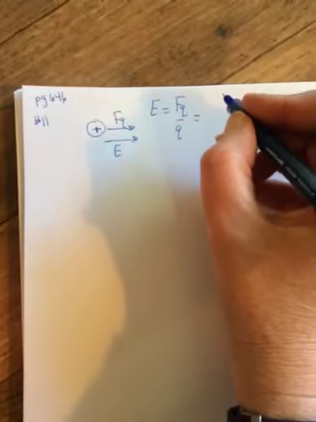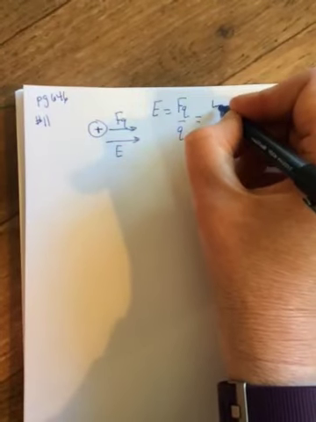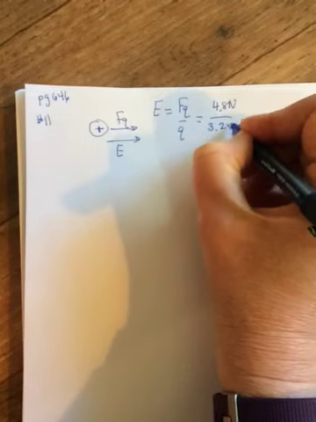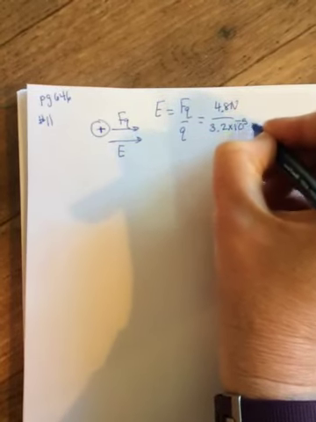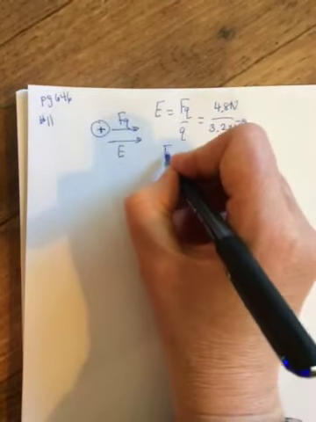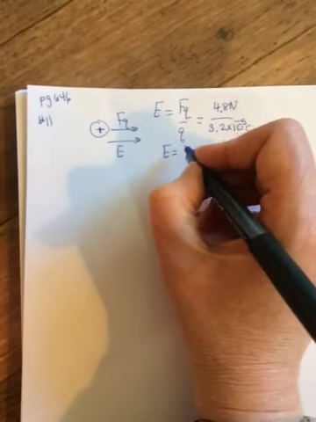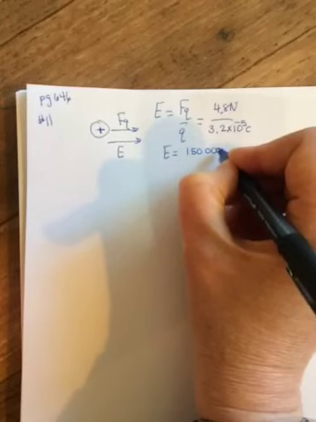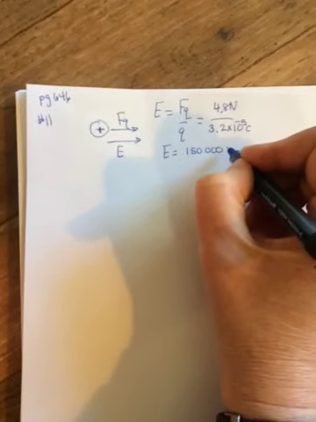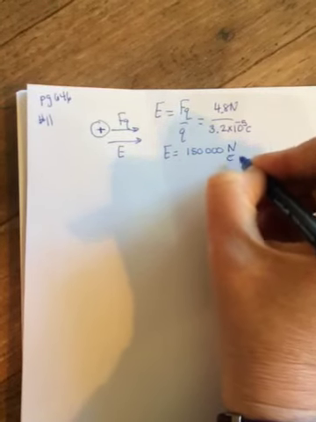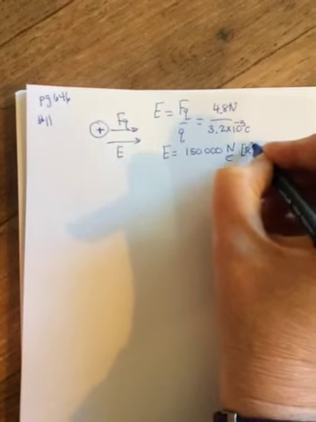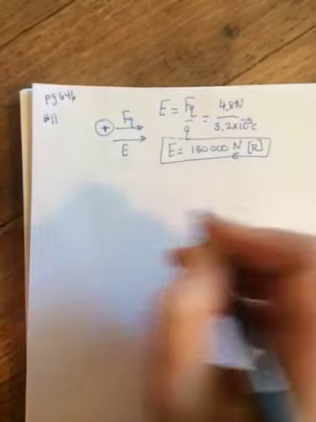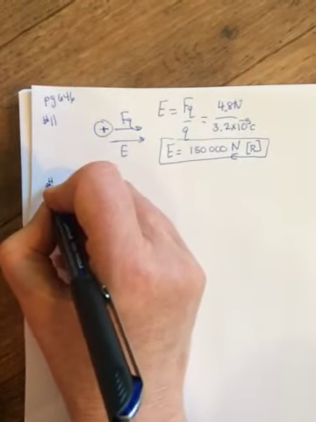Okay, and so you fill in your numbers. It says a force of 4.8 newtons, and it says a charge of 3.2 times 10 to the negative 5 coulombs. And when you do this, you should get an E of 150,000, or 1.5 times 10 to the 5 newtons per coulomb, and it has to be to the right, because in a positive charge placed in a field, the force and the field go the same way.